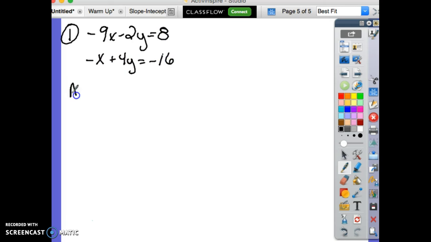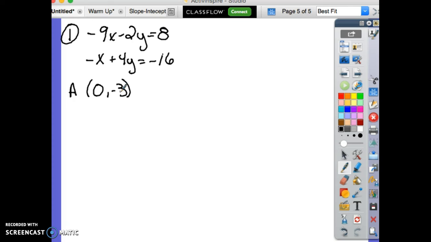So let's start with option A. Option A says 0, negative 3. So this 0 is my x, so I'm going to put the 0 where the x is, and then negative 3 is my y, so I'm going to put the negative 3 where my y is. Just pick one equation, see if it works. If it works, then plug it into the next one. If it doesn't work in the first equation that you pick, then it doesn't matter. It's not our answer. You just move on.